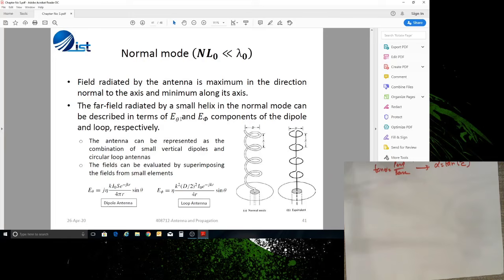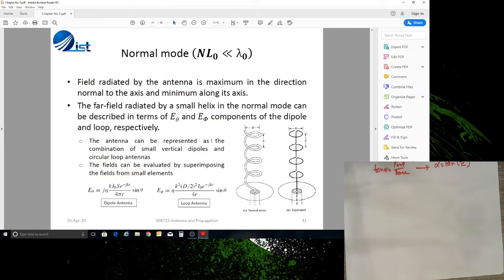तो हम जो E theta आपके पास जो component है आपके dipole antenna का, you would just go back and see the E field component of a dipole antenna. You would see that only the theta component exists in a dipole antenna, and for a loop antenna only the E phi component exists for a loop antenna. तो हम अगर इस helical antenna को individual loop and dipole antennas में divide कर दें, so by superimposing each E field we can actually find the overall field pattern of a helical antenna.